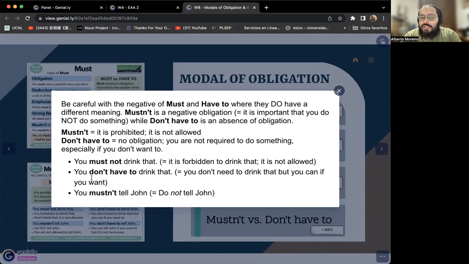Ahora, si dijera, you don't have to drink that, estaré diciendo que si quieres, pues lo puedes beber, pero que no hay obligación de que lo bebas. O sea, no es necesario que lo bebas. No tienes que beberlo. Pero si lo quieres hacer, dale, ahí está. Aquí sí quedó clara la diferencia entre mustn't y don't have to.